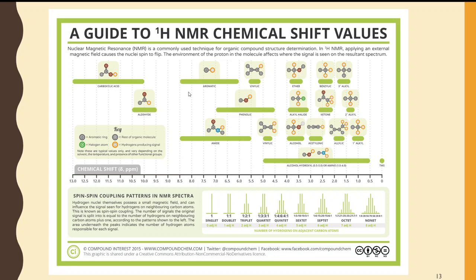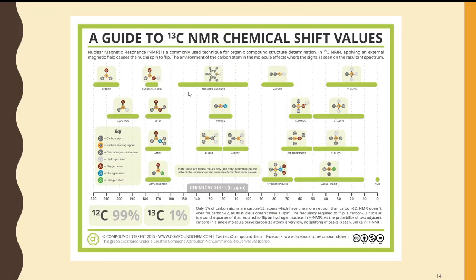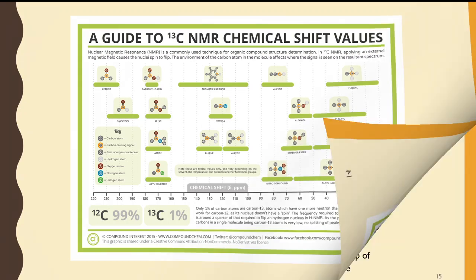Okay, and you also have a carbon-13 guide for the chemical shift values, because usually carbon-13 is complementary to proton NMR, and we're going to talk about that when we touch a little bit on carbon-13 in the coming lecture.